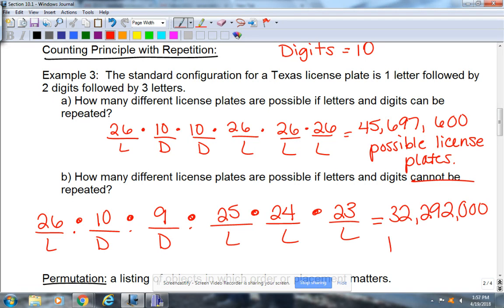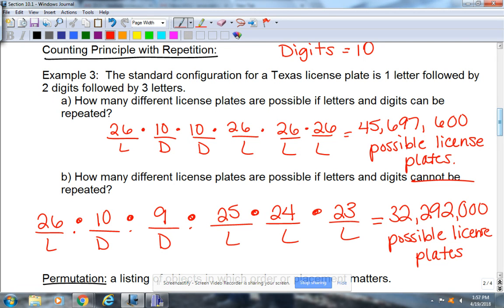$32,292,000 possible license plates. So the number went down a little bit. It's actually a lot because it went down about 13 million. But there's still plenty of options for Texans, right? All right. So remember, if you cannot repeat something, you take away your number of options. Does that make sense? Okay.